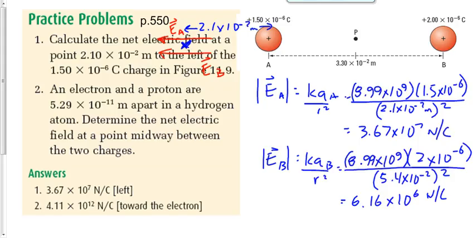Can anybody suggest to me why that EB is a smaller number than EA? I mean, if I'm looking at this ahead of time, I'm not going to know exactly what EB is, but I would predict that it's going to be a smaller number than EA. How come? The bigger charge, right? If it's a bigger charge, shouldn't that give me a bigger electric field, not a smaller one?